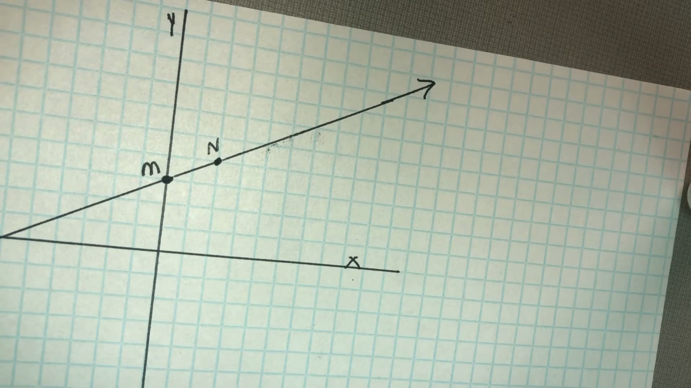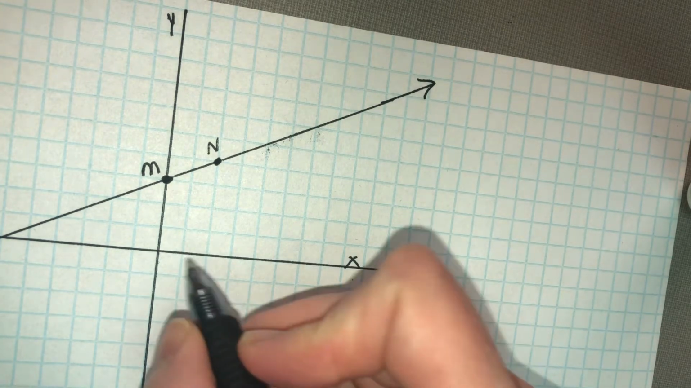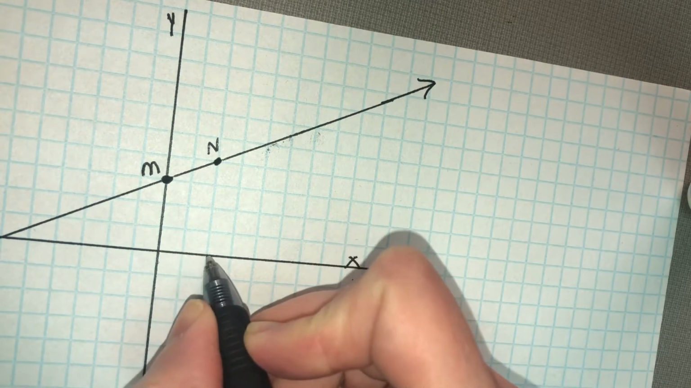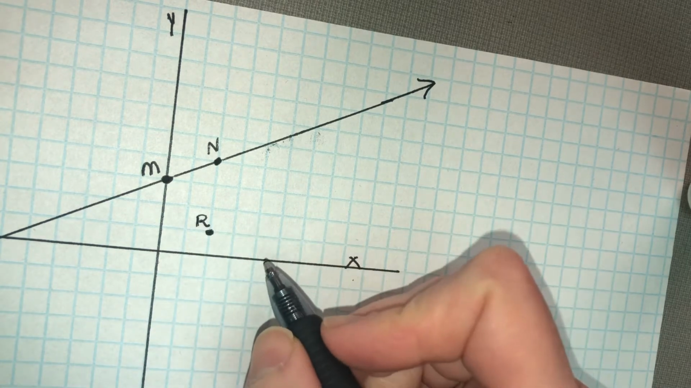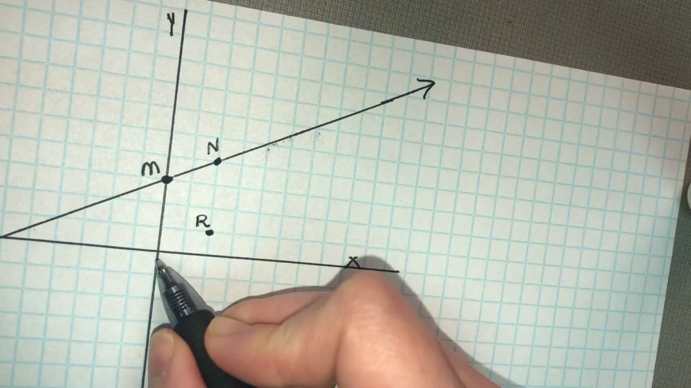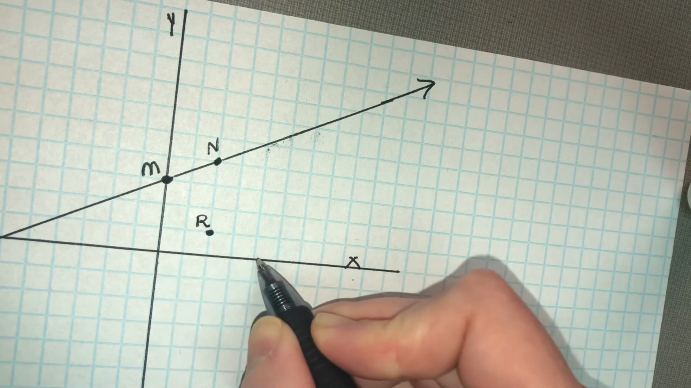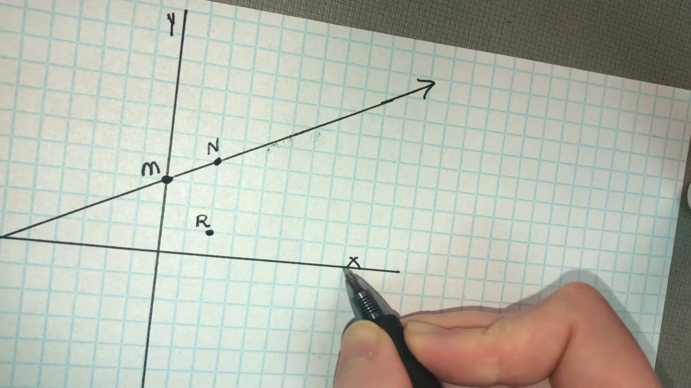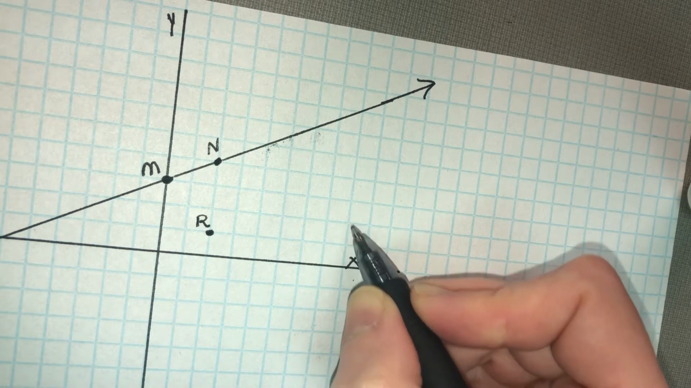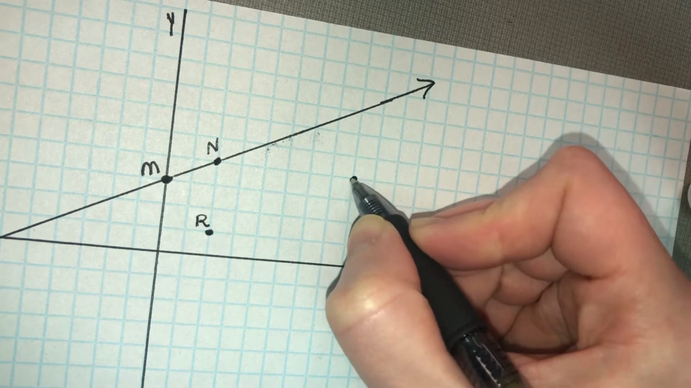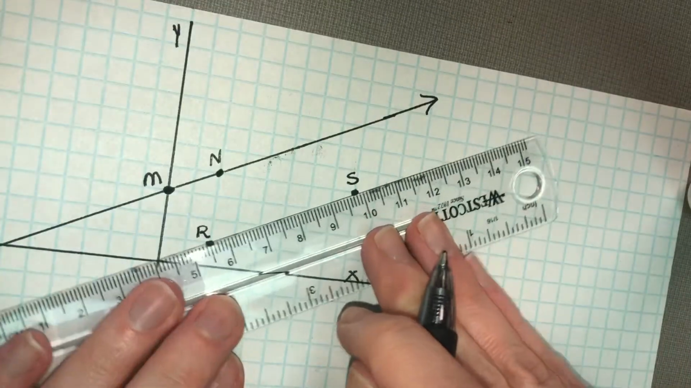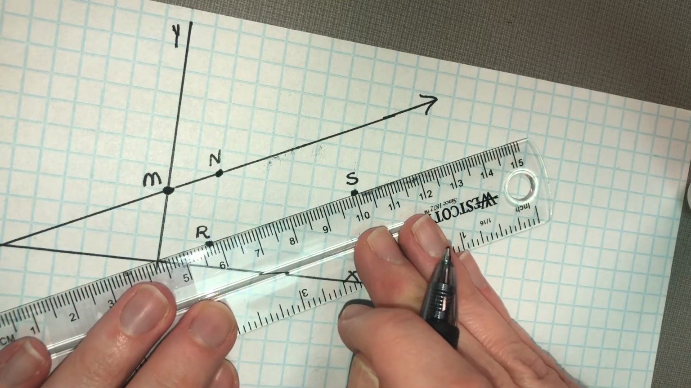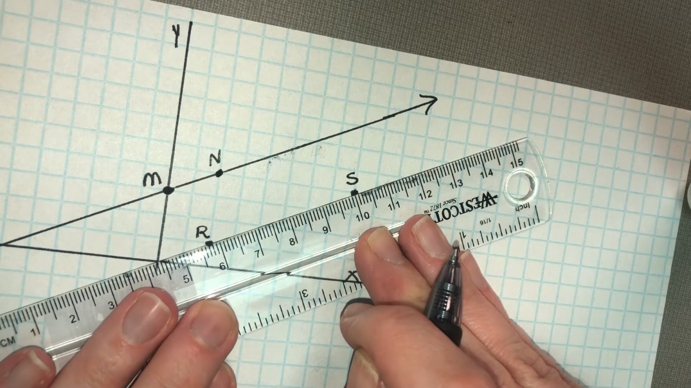Now I'm going to plot my line RS. R is at 2, 1. So over 2, up 1, there's point R. And point S is at 8, 4. So I'm going to count 1, 2, 3, 4, 5, 6, 7, 8 to the right. And 1, 2, 3, 4 up. There's point S. So I've got my other line ready to rock and roll now.